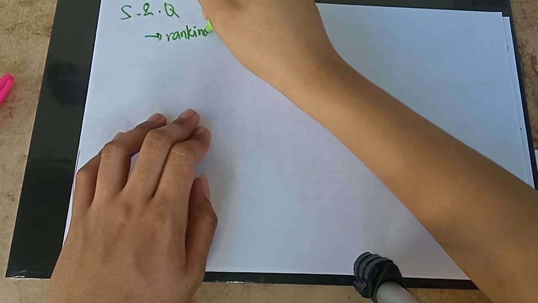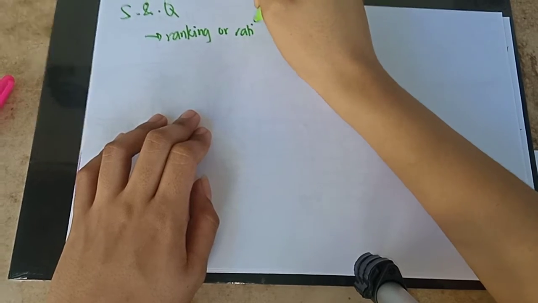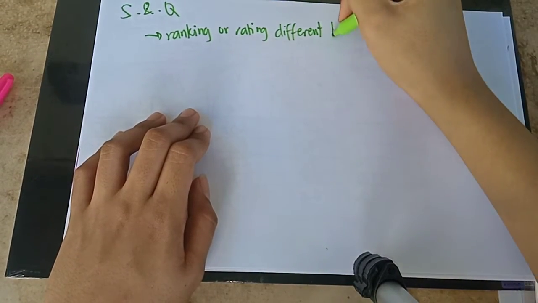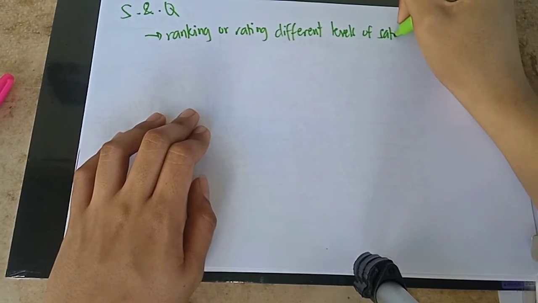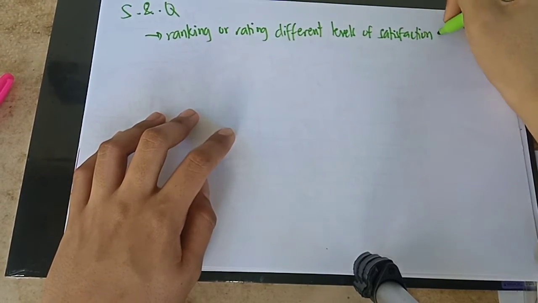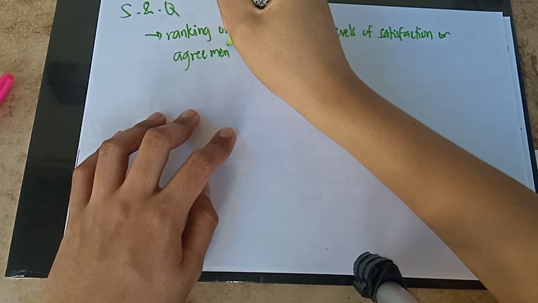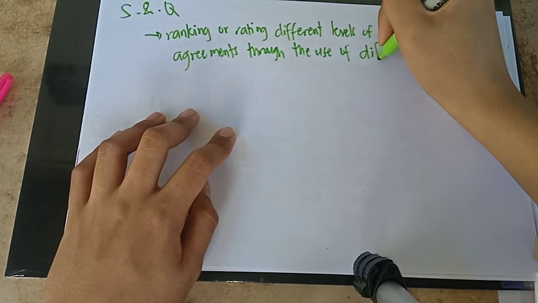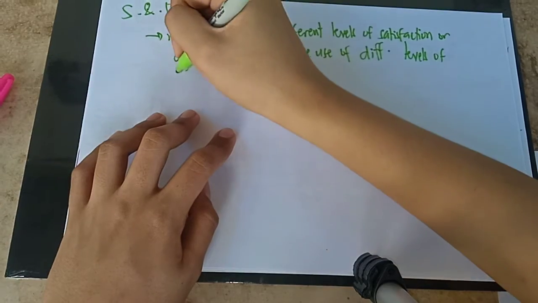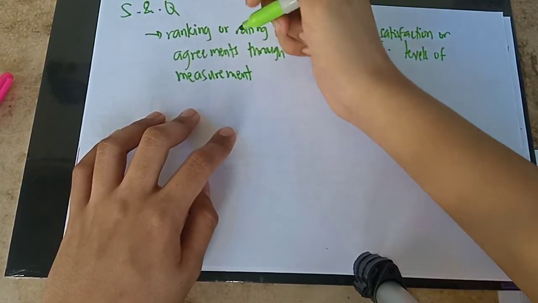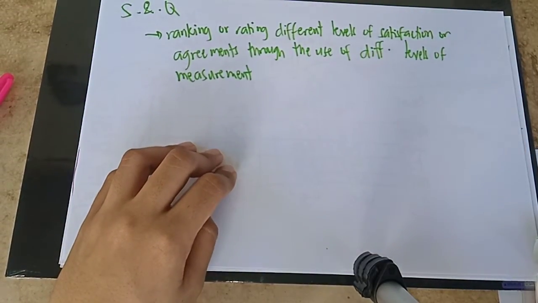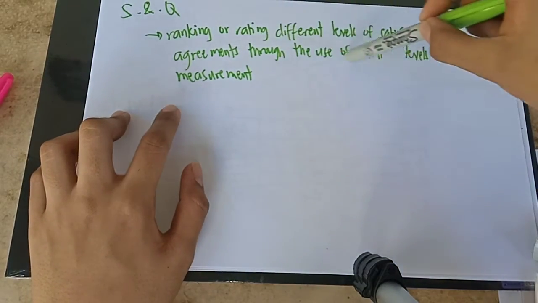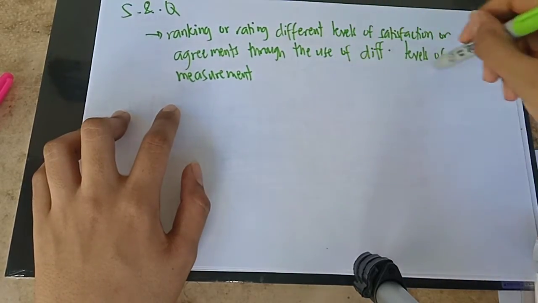The surveys actually pertain to the ranking or rating of different levels of satisfaction or agreements through the use of different levels of measurement. So this would be the whole definition of surveys and questionnaires as a method of data collection in quantitative research: the ranking or rating of different levels of satisfaction or agreements through the use of the different levels of measurement.